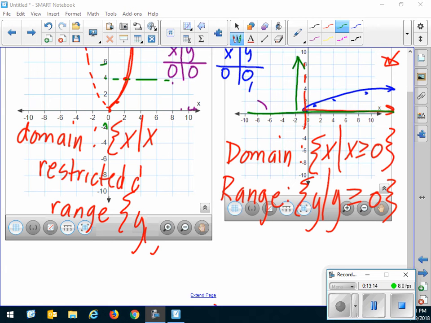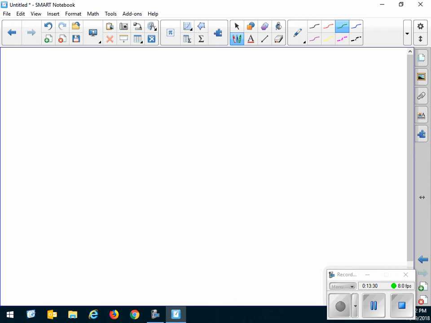Look down here where it says example 1. We're right below the graphs. Identify the transformations of each of the following functions from the parent graph of square root of x. Let's look at that first one.